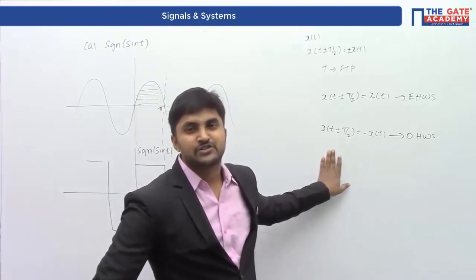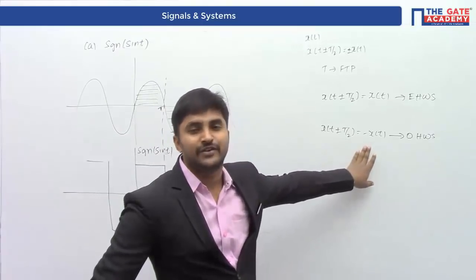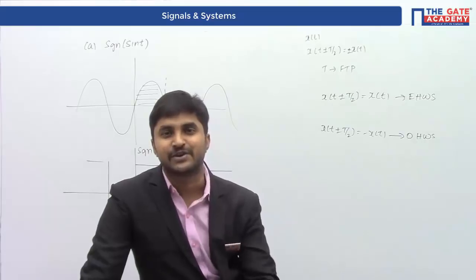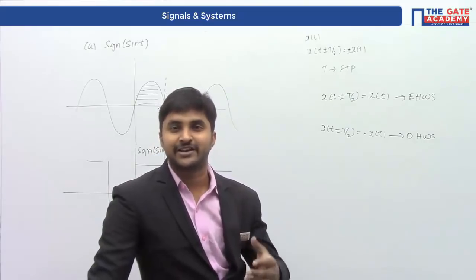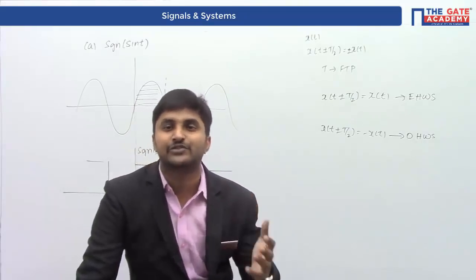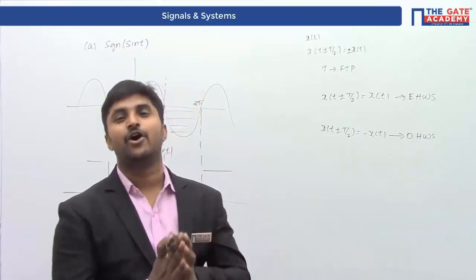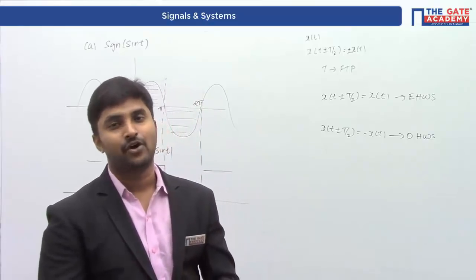So x of t plus or minus capital T by 2 is equal to minus of x of t. We call it an odd half wave symmetry. When the signal satisfies odd half wave symmetry, it will only have odd harmonics.